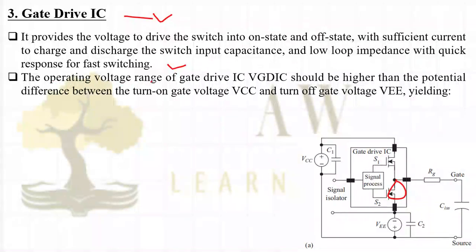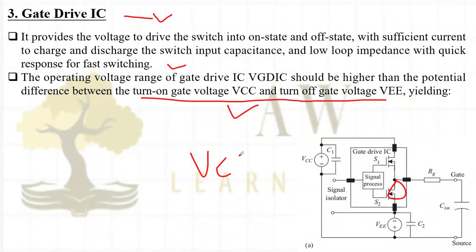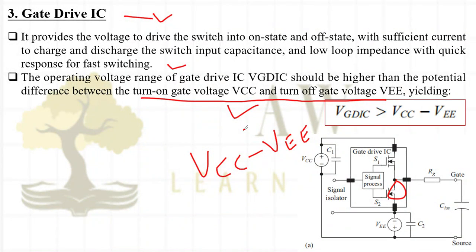Second thing is, the operating voltage range of the gate drive IC, VGDI, should be higher than the potential difference between the turn on voltage VCC and gate turn off VEE. So what is the voltage level of the gate drive? This is the first criteria. I would say that the voltage level of the gate drive IC should be higher than the potential difference, VCC minus VEE. If I want to select the voltage level for my gate drive IC, it should be greater than this VCC minus VEE. This is one of the criteria, and the same thing is written down here.